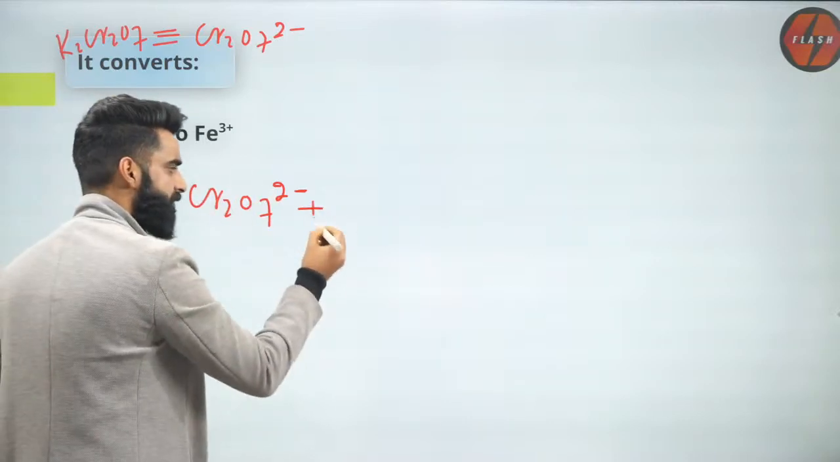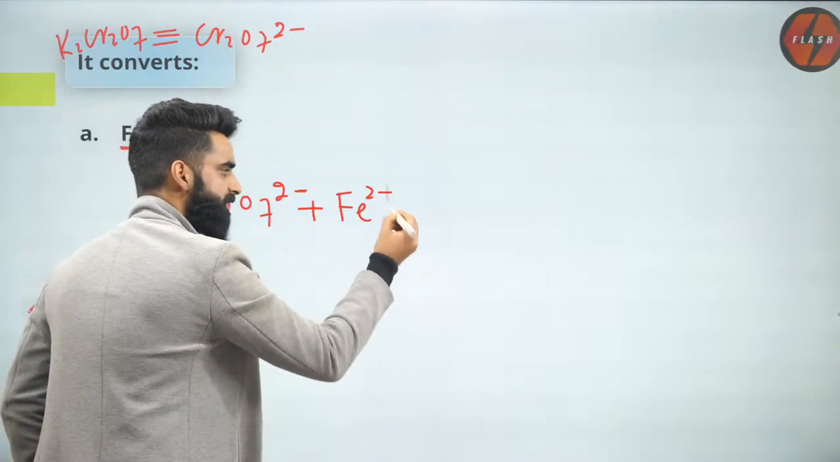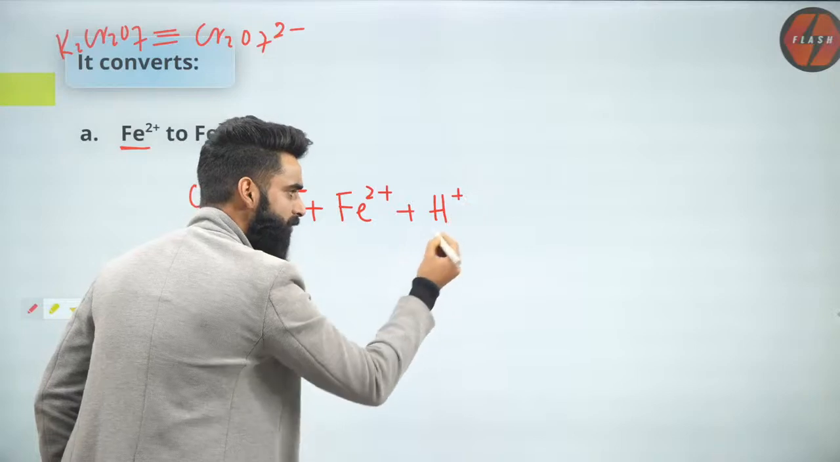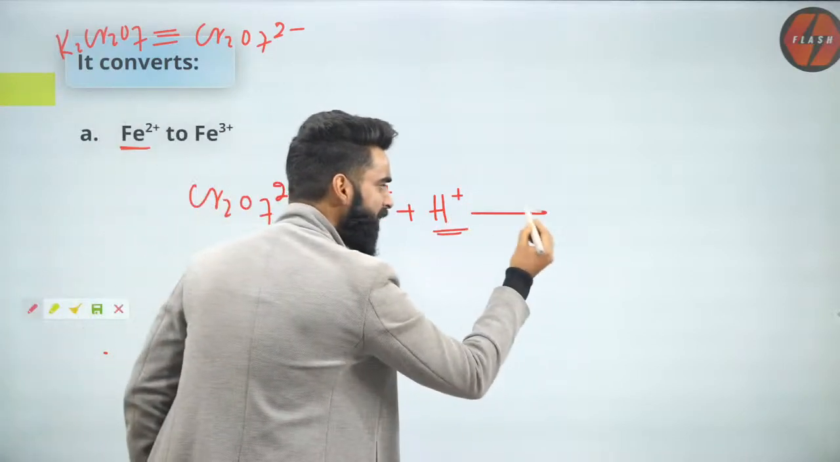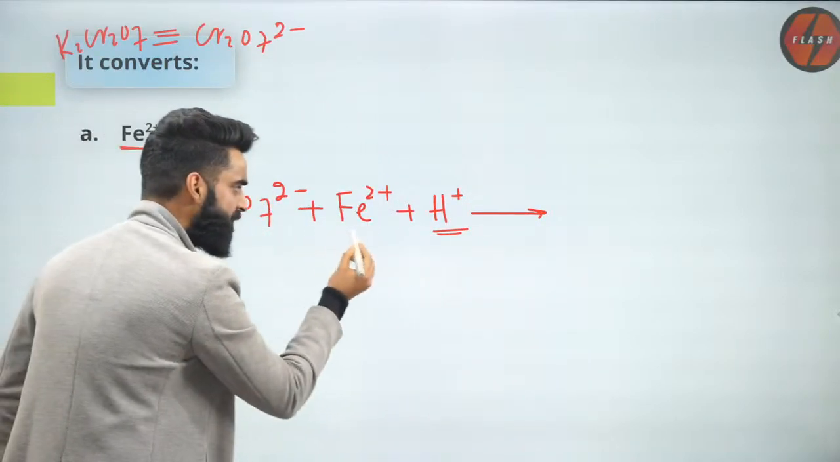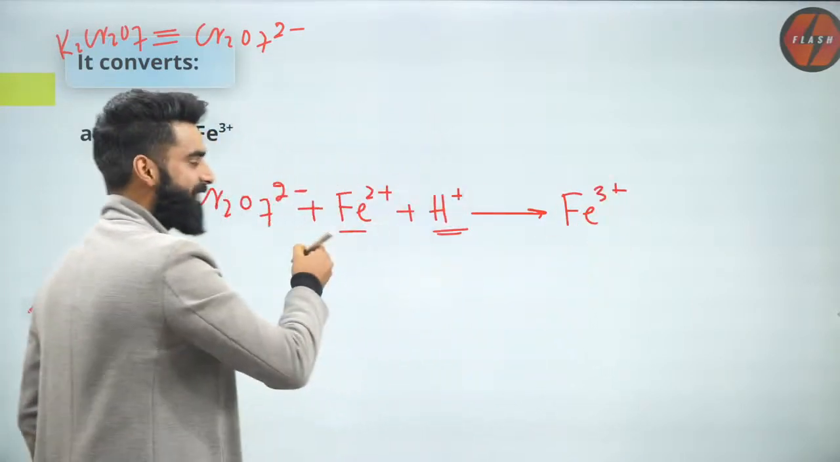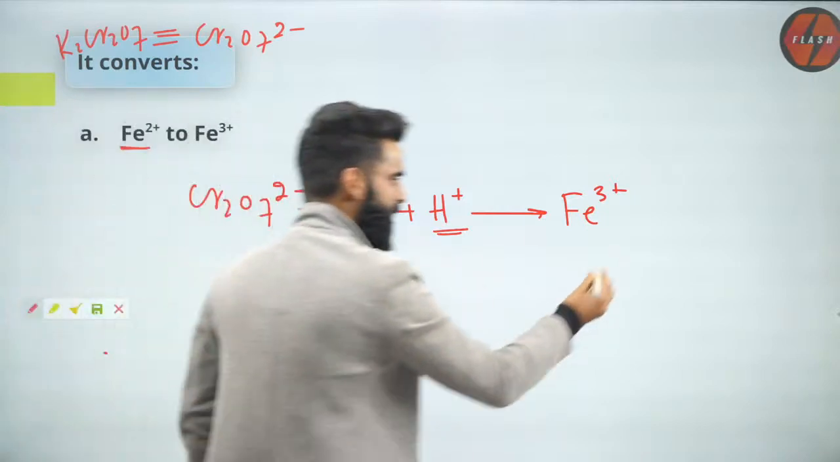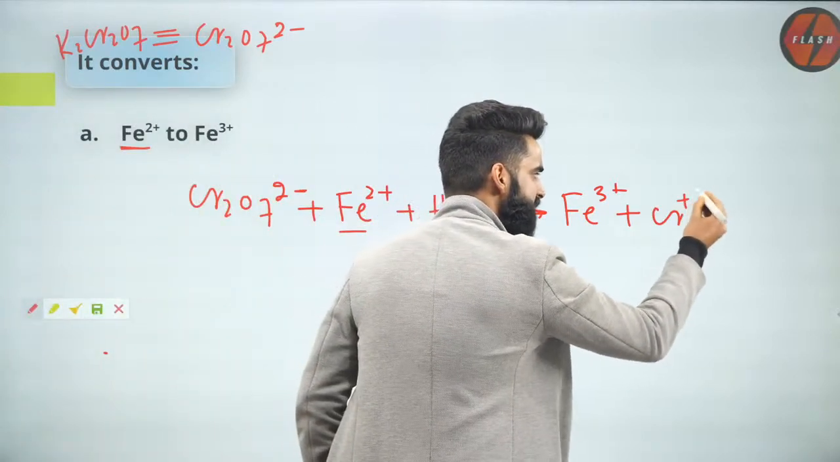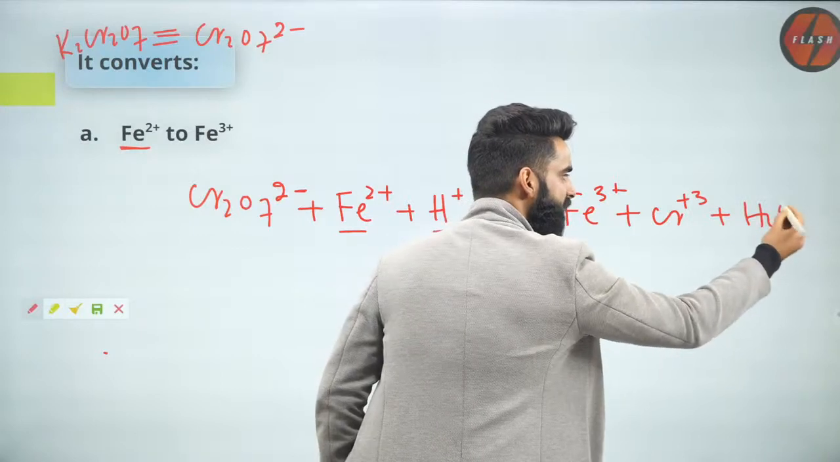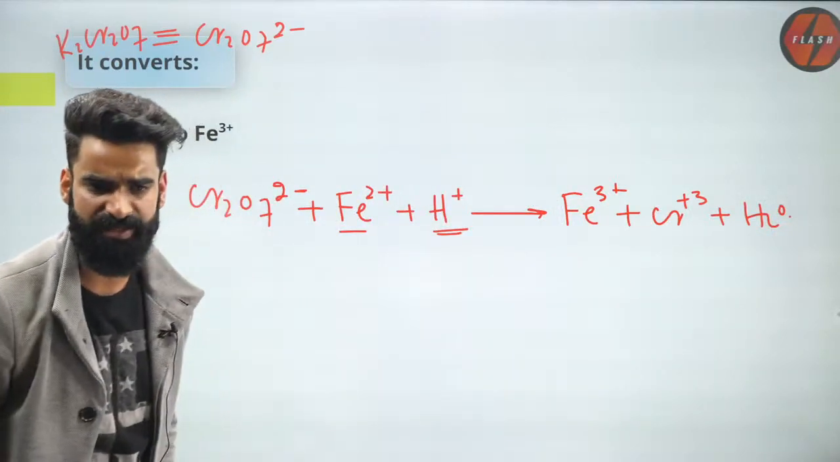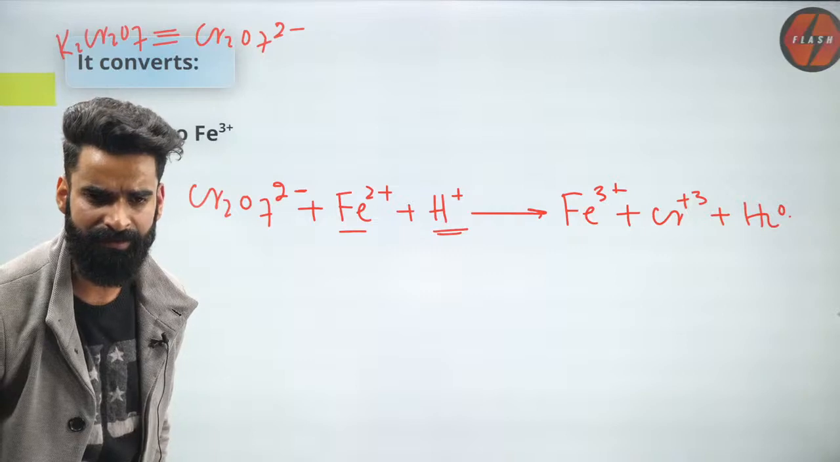Let me tell you, this Cr2O7 dinegative converts Fe dipositive to Fe tripositive in acidic medium. This H positive represents acidic medium. And itself, in acidic medium, it gets converted to Cr +3. With this, I'm putting some water as well. Very, very simple, right?